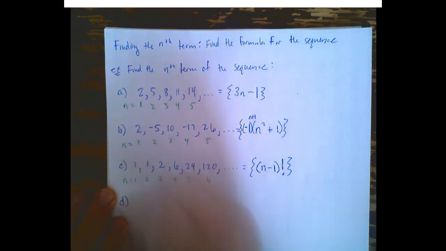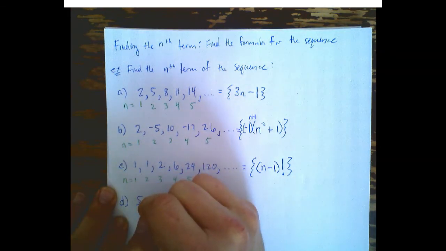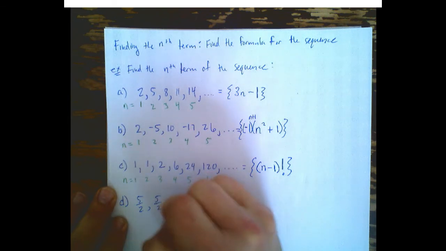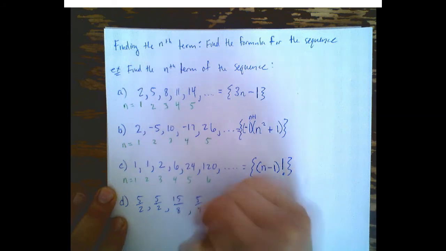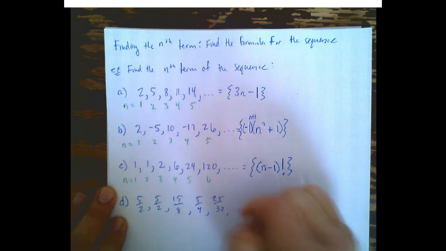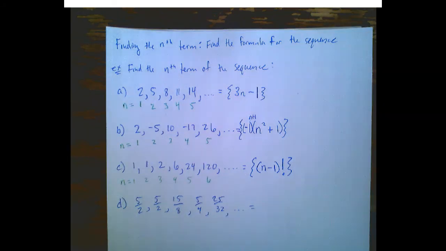And then last, let's do 5 halves. 5 halves, 15 over 8, 5 over 4, and 25 over 32. So what's this?